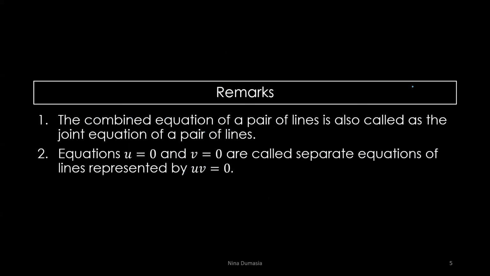Now we will look at a few remarks and then we will do a few sums. So the first remark over here is that the combined equation of a pair of lines is also called the joint equation of a pair of lines. ये बस उसके लिए एक दूसरा नाम है. And also ये जो u is equal to 0 and v is equal to 0 है, they are called the separate equations of the lines represented by uv is equal to 0. तो हम लोग को questions में कभी कभी बोलते हैं find the combined equation, कभी कभी बोलते हैं find the separate equation. ओके, now let us look at a few questions.